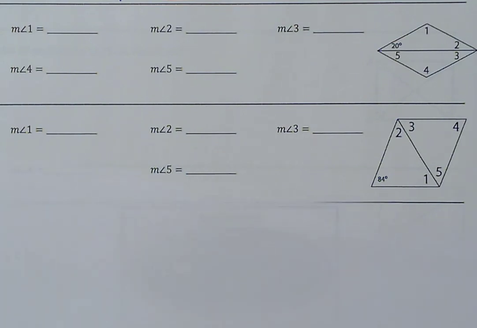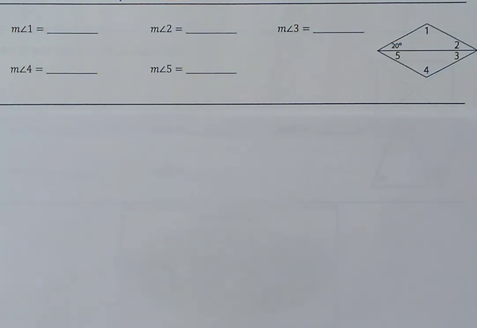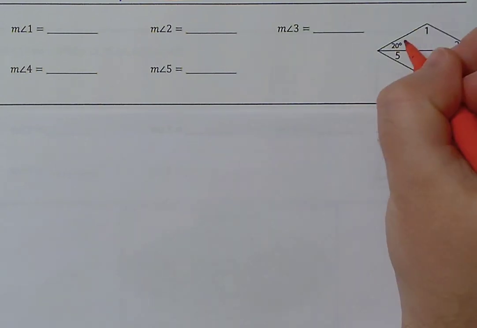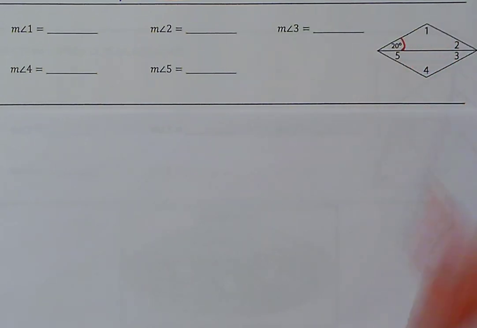So just focus on one at a time. If we look at B, so we need to figure out measures of 1 through 5, and they tell us that this angle right here is 20 degrees. Now, based off of the properties of rhombuses that is listed up above, and I'll read it again.